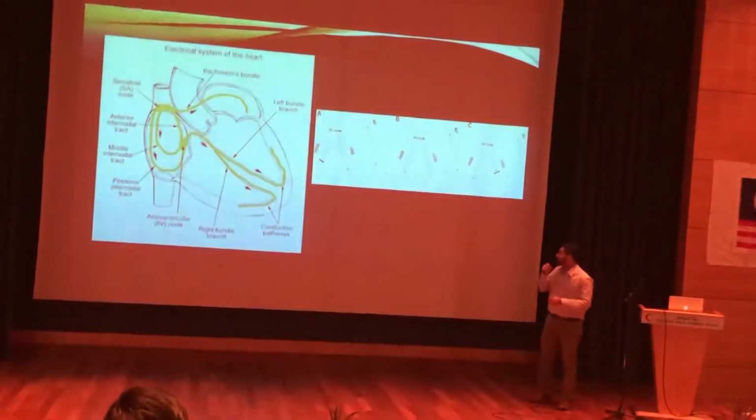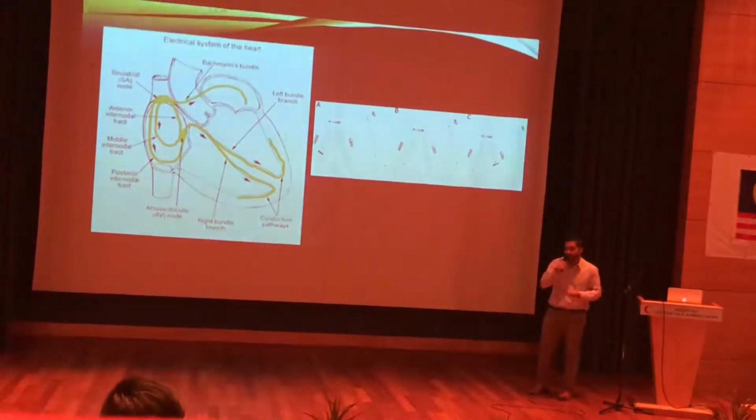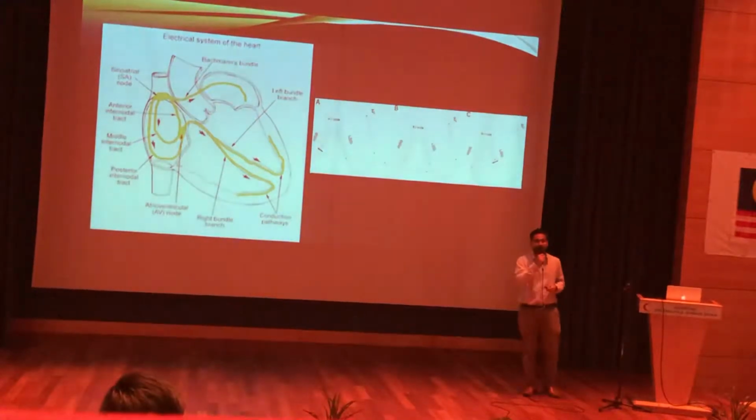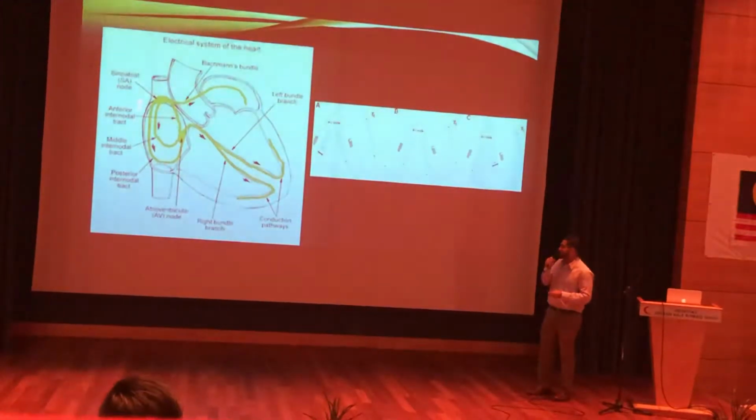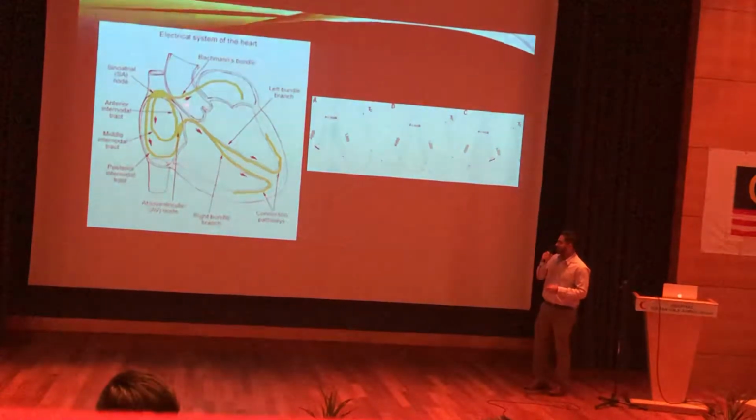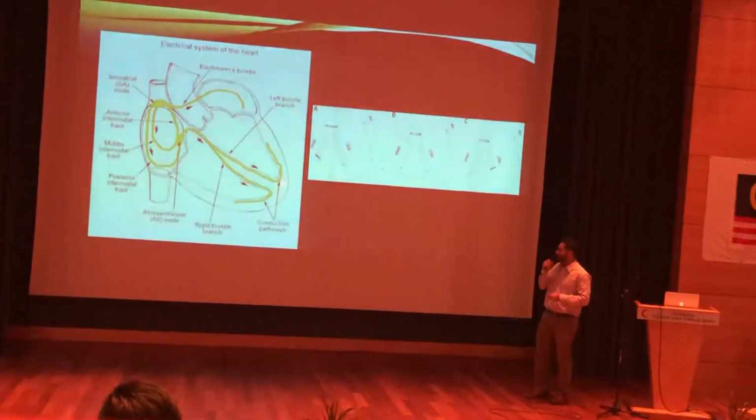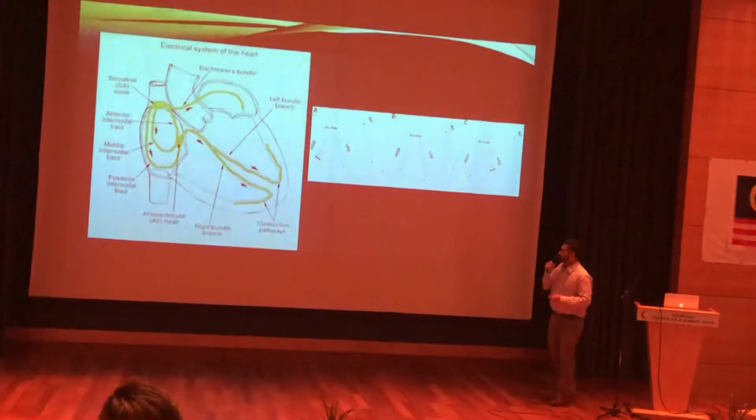Okay. Let me speak about the conduction system of the heart. So, what is the pacemaker of the heart? Where is the pacemaker of the heart? It is the SA node, okay? So, SA node conducts to the AV node, to the bundle of His, left bundle, and right bundle. So, I'm speaking about bundles.